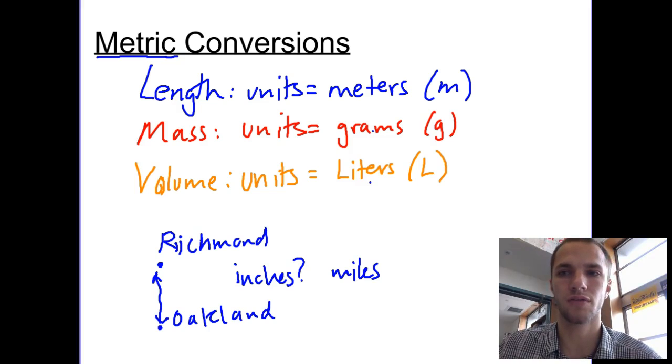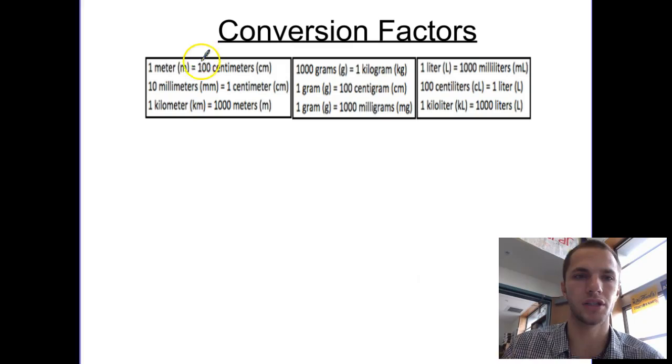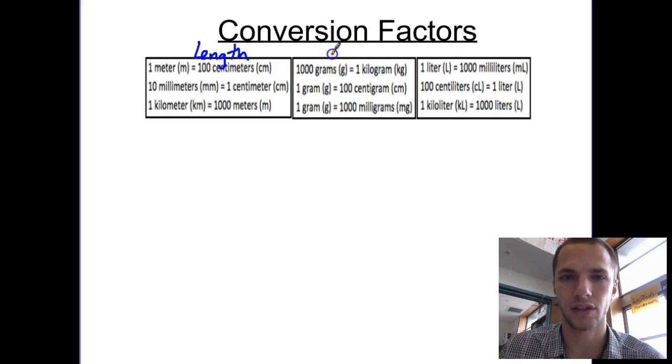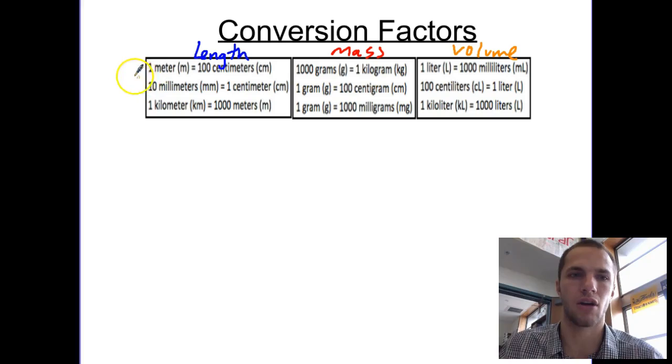So the way that we convert between units is using something called conversion factors. So I've listed a bunch here. These are the conversion factors for length. These are the conversion factors for mass. And these are the conversion factors for volume. Okay? You don't have to copy all these down right now, but I would just recommend taking notes on the video that we're going to use because you will always have these when we're doing a problem.